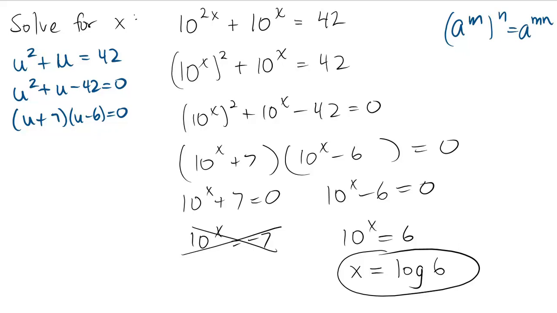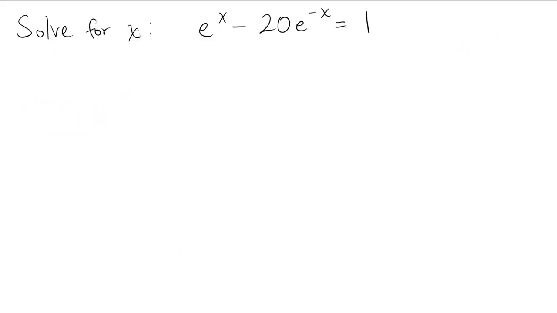This next example is similar to this one, but at first it looks different. It says e to the x minus 20e to the minus x equals 1. What did we learn from the previous example? First thing you want to do is try to write everything in terms of the same expression. I have an e to the x and an e to the minus x. It would be nice if those were both e to the x, and I can rewrite the second expression as 20 over e to the x. Negative exponent will drag that down to the denominator.